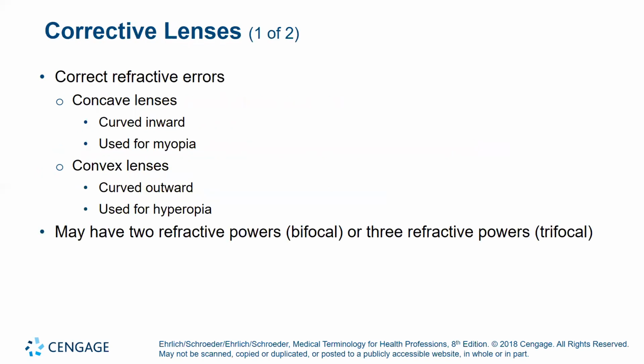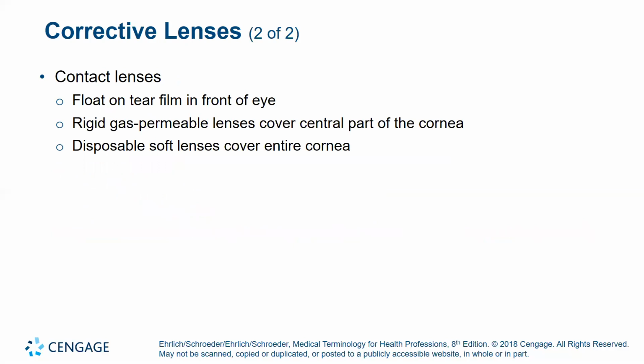Corrective lenses. These just correct refractive errors. You could have concave lenses. These are used for myopia. Convex lenses used for hyperopia. May have 2 refractive powers, bifocal, and 3 refractive powers, trifocal. Also, there would be contact lenses. So they're disposable soft lenses that cover the entire cornea.